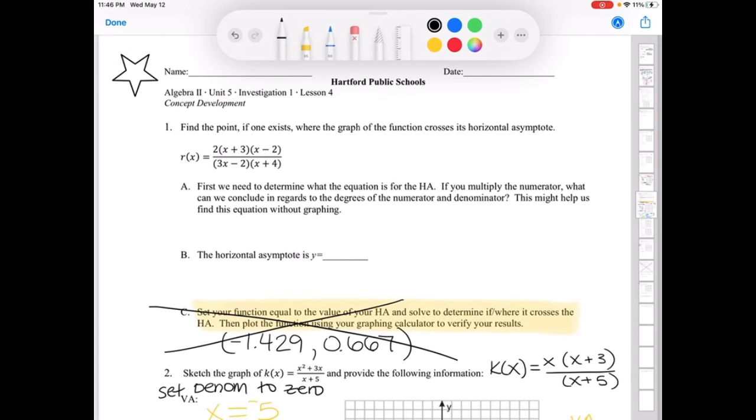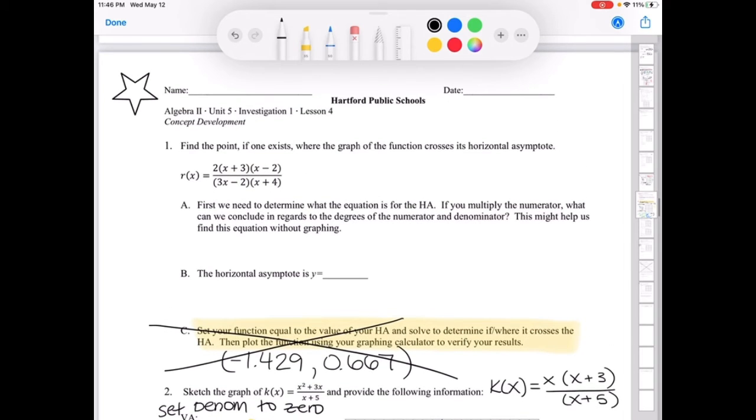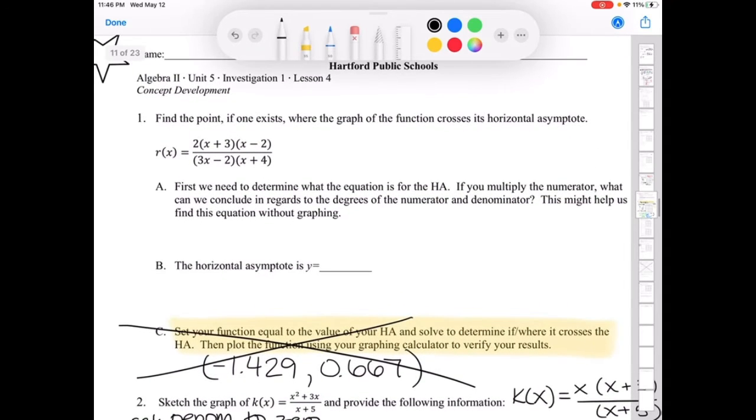On the next page, we're continuing on with our concept development. So we're going to be working with the function r of x as seen right here. And we want to know if there's a point where the graph of the function crosses its horizontal asymptote. So we want to answer what we just did above.